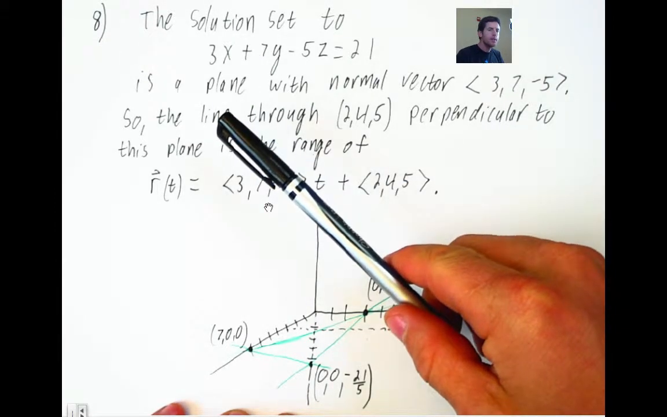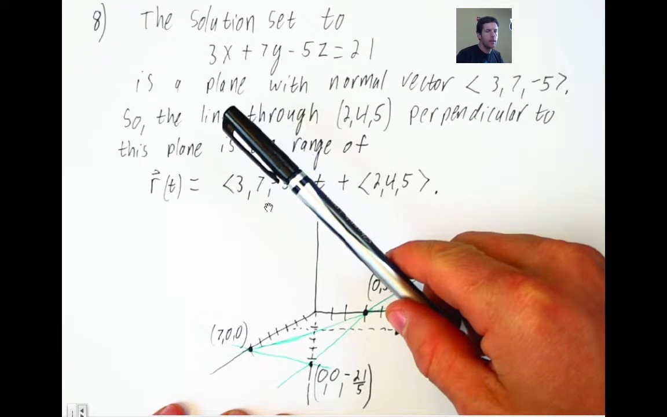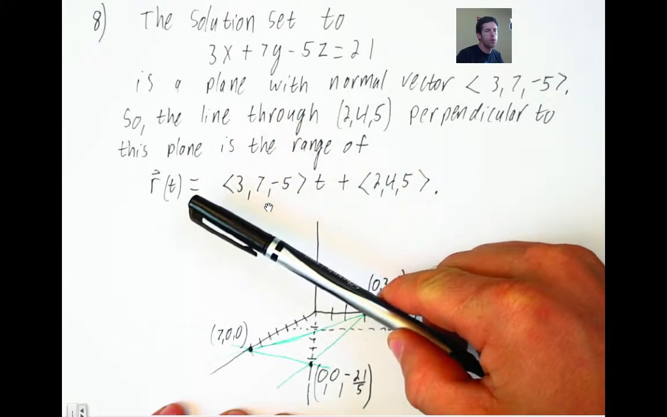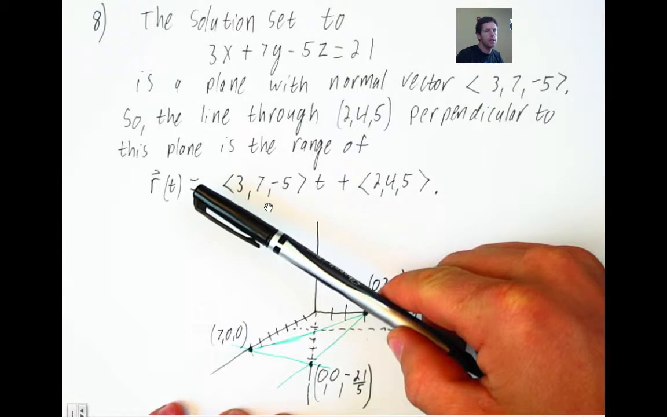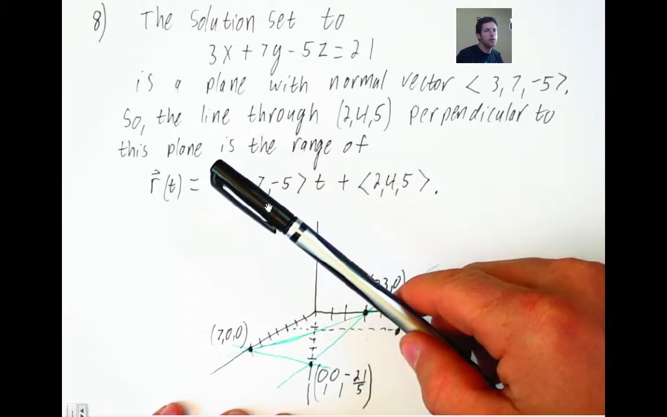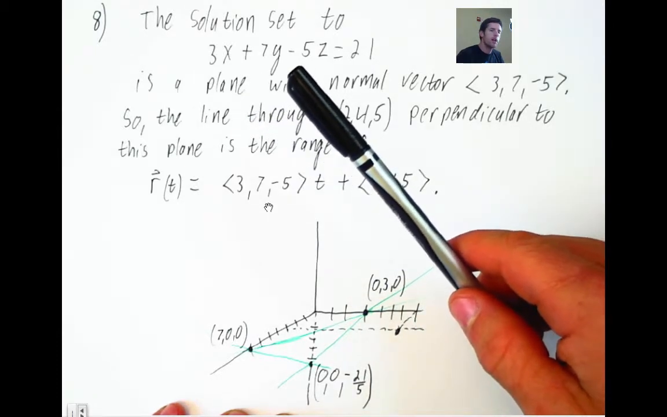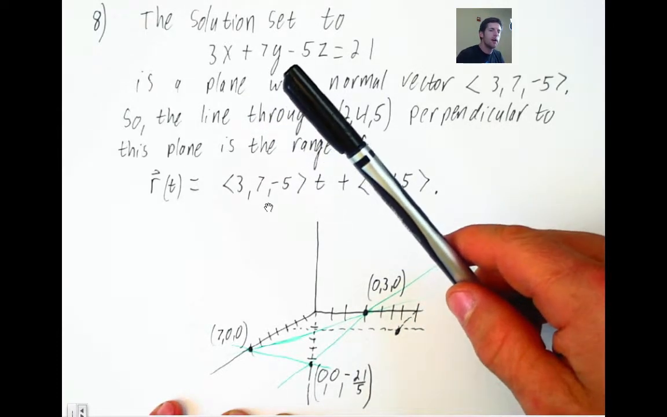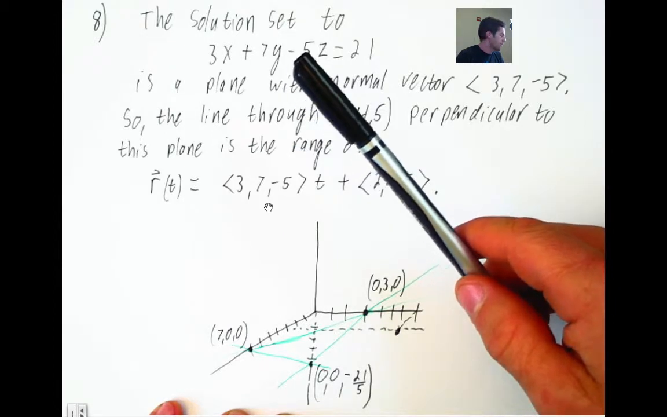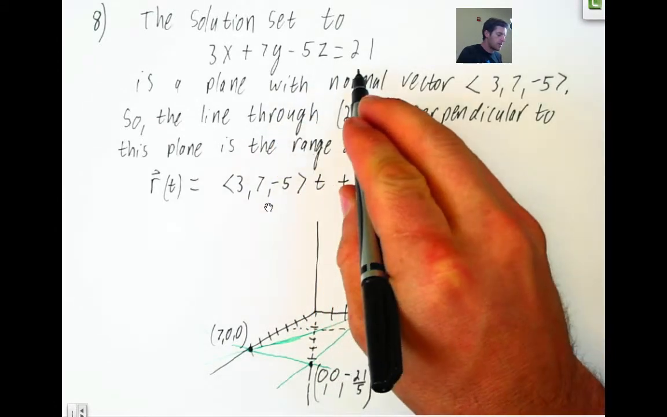I was instructed here in number 8 to find a parametric equation of a line which is perpendicular to a plane described by this equation and passing through a certain point. So I wanted to start out by talking about that equation. Looking back at 8, the wording of the textbook is perpendicular to the plane 3x plus 7y minus 5z is equal to 21.